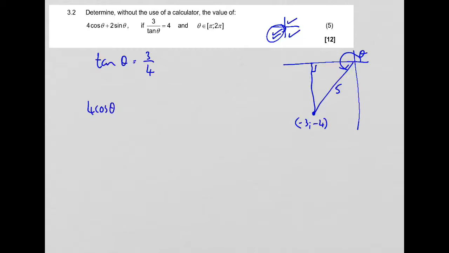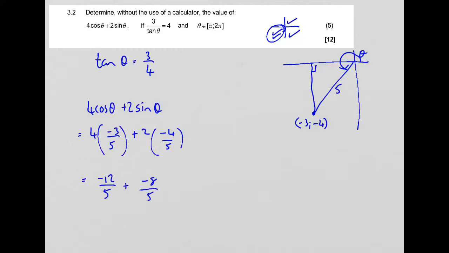4 cos theta plus 2 sine theta. Again, these questions tell you not to use a calculator because we are not interested in the value of theta. We're interested in the value of 4 cos theta plus 2 sine theta. Right, so cos theta is x over r, so that's negative 3 over 5. And then sine theta is y over r, which is negative 4 over 5. Right, that simplifies to negative 12 over 5 plus negative 8 over 5. And that's minus 20 over 5, which then equals minus 4.